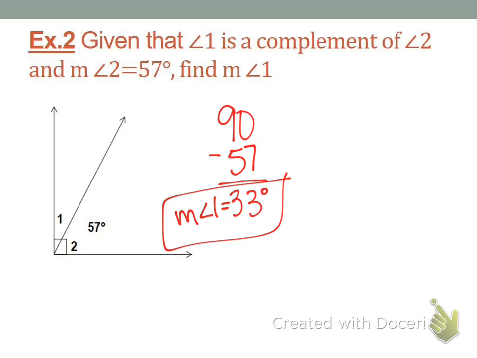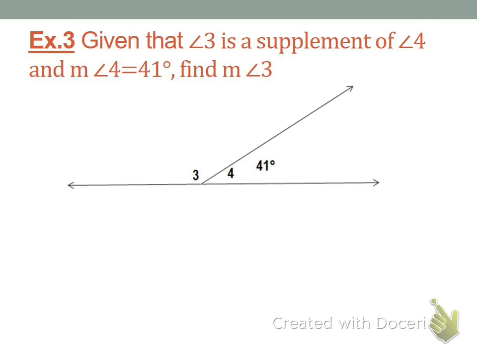Ready to move on? Some of these go pretty quick. Like this one. Given that angle 3 is a supplement of angle 4, and the measure of angle 4 is 41 degrees, find the measure of angle 3.